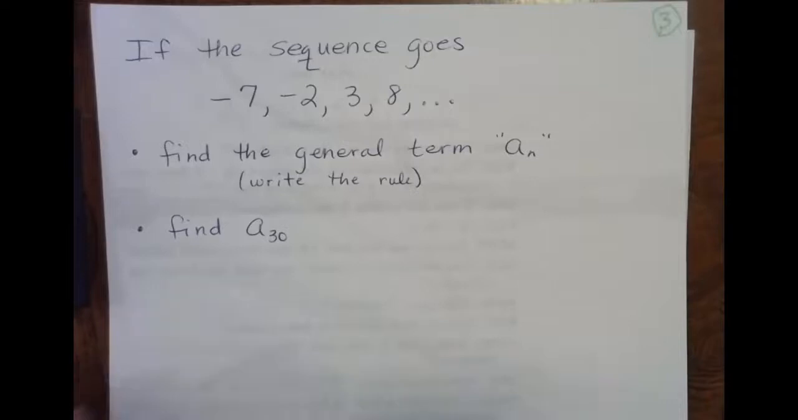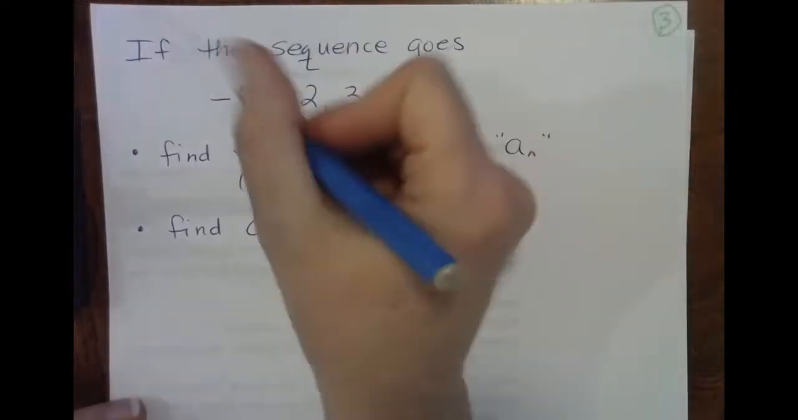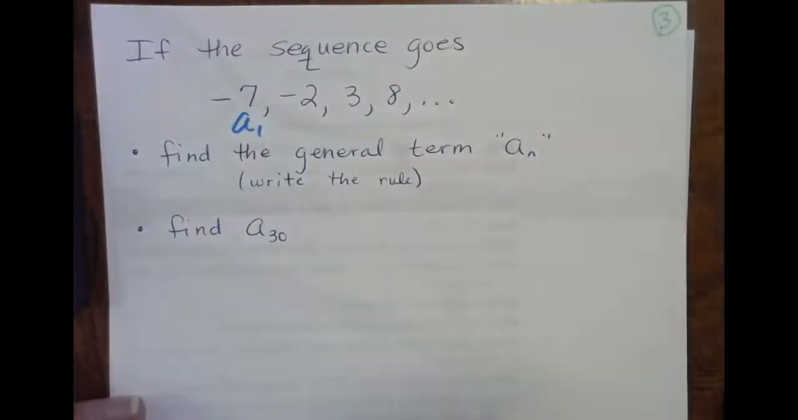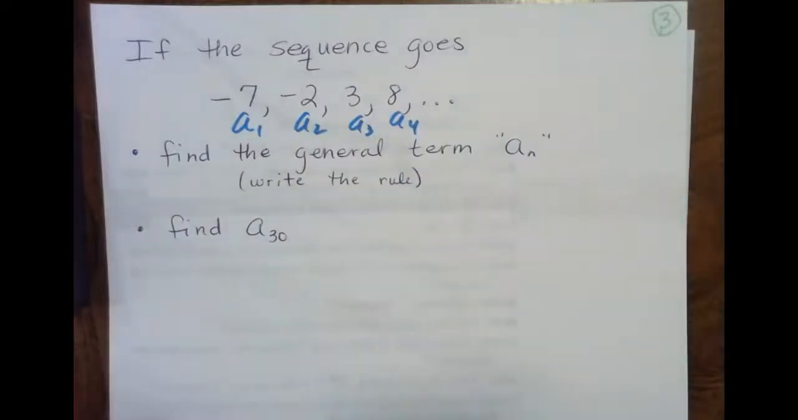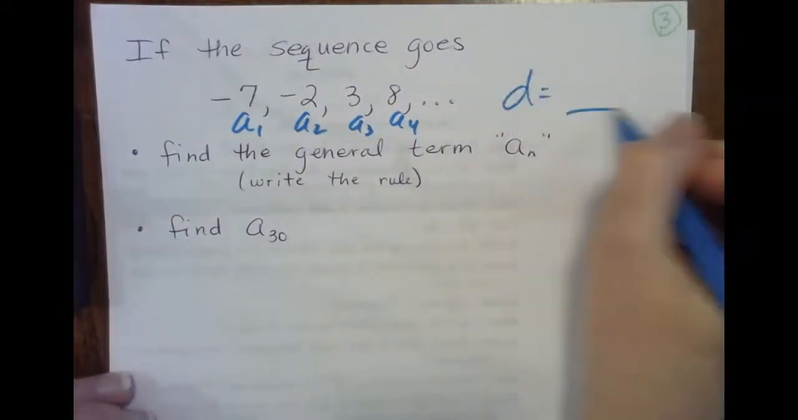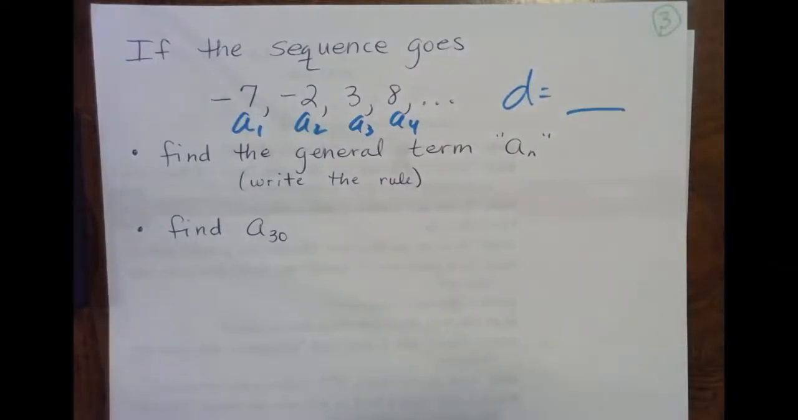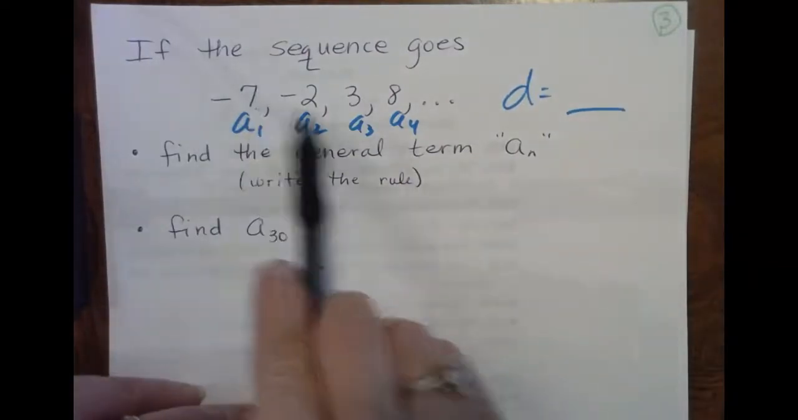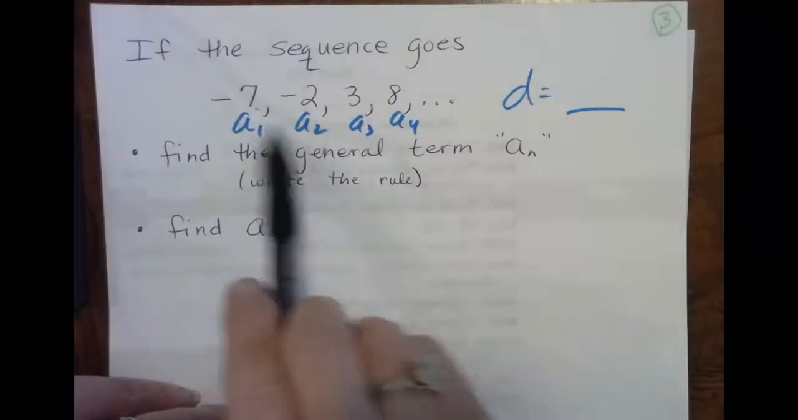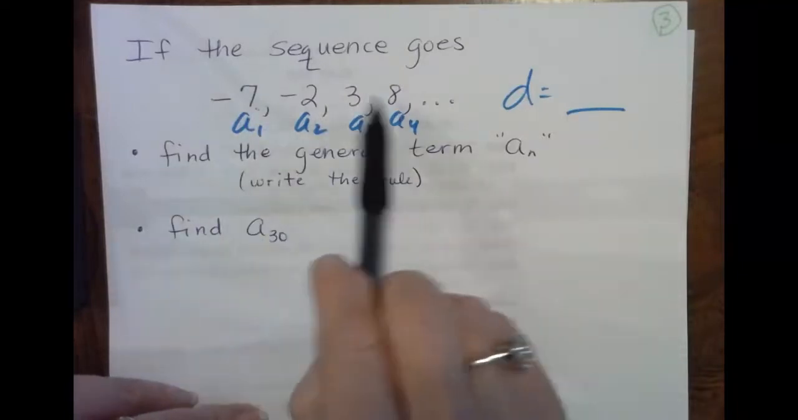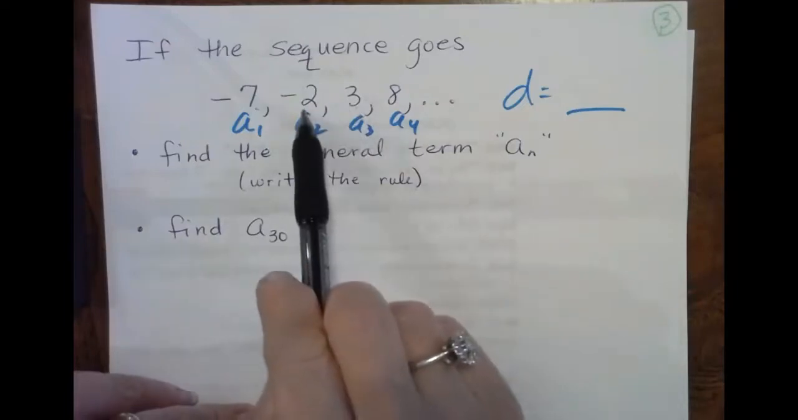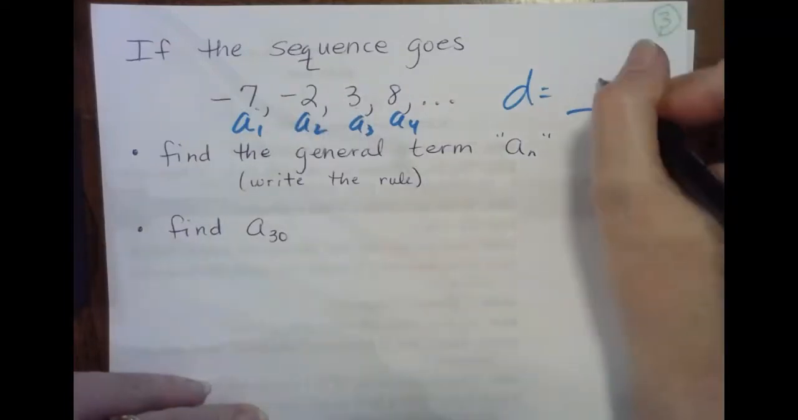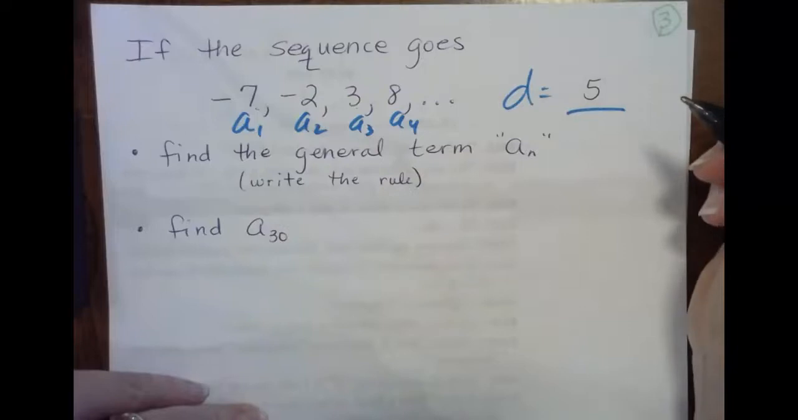Let's do it again. This one's a little bit different because this time I'm giving you a sub 1, a sub 2, a sub 3, a sub 4. So first thing we need to find is what is the d? Well, our sequence this time is getting bigger. It's getting bigger by 5. 8 minus 3 is 5. 3 minus negative 2 is 5. So the common difference is a positive 5 this time.